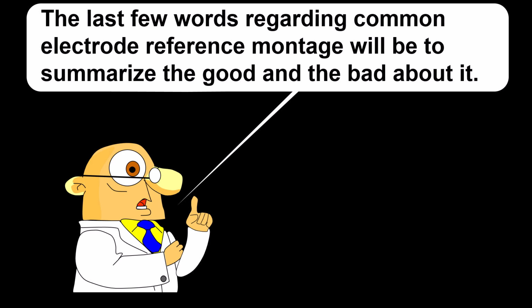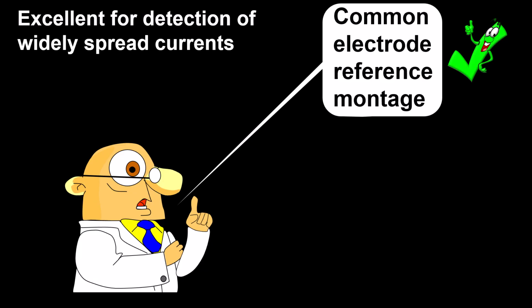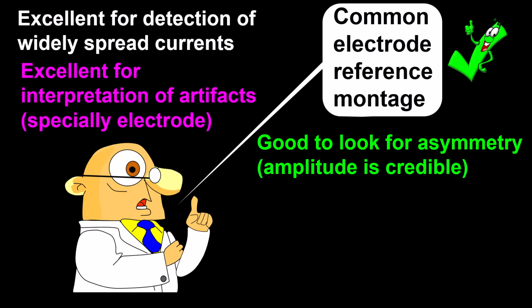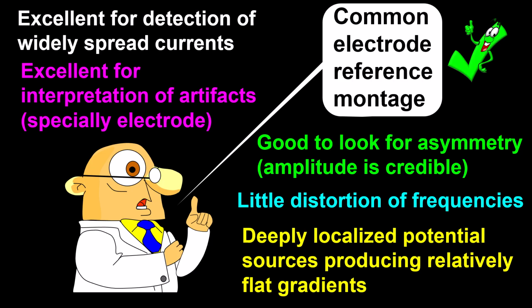The last few words regarding common electrode reference montage will be to summarize the good and the bad about it. Common electrode reference montage is good for the following reasons. Excellent for detection of widely spread currents. It is excellent for analyzing artifacts, especially electrode artifacts. It is good to detect asymmetry, and is also good because frequency is little distorted in comparison to how much it is distorted with bipolar montage. It is also good because it is able to detect deeply localized potential sources producing relatively flat gradients.